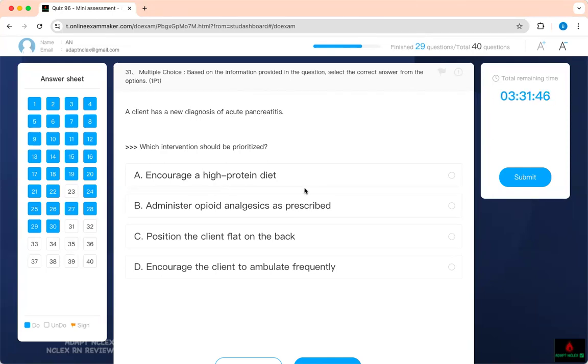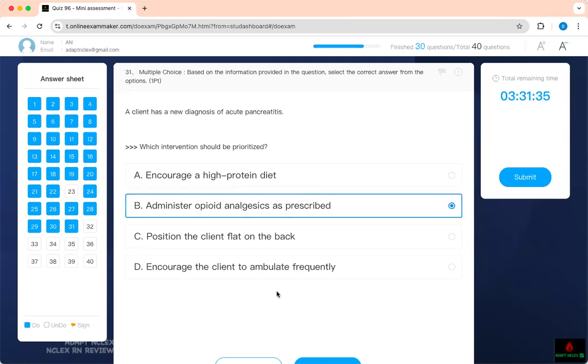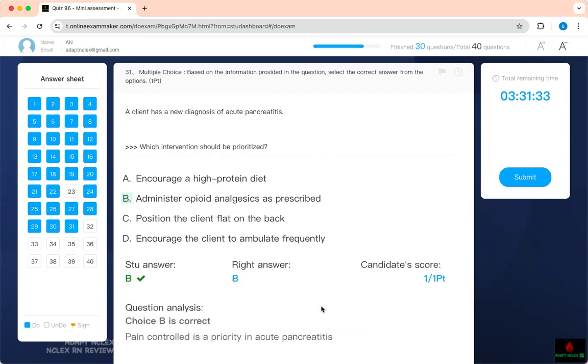So high protein diet, administering analgesic, position the client flat, encourage the client to ambulate. Flat is not good. Right now, they cannot ambulate. And then pain management is the priority.